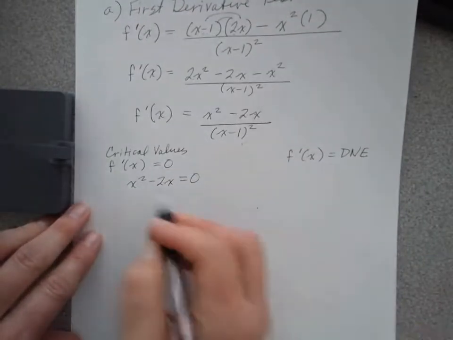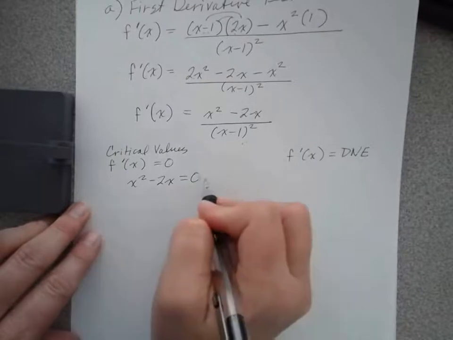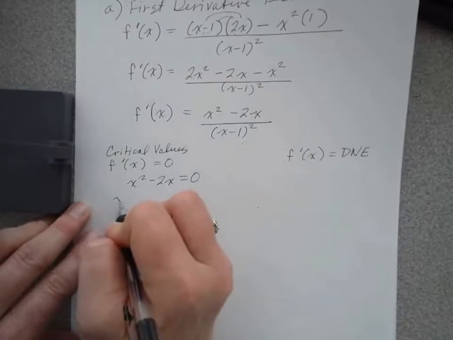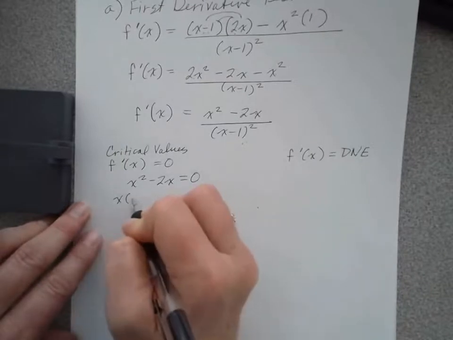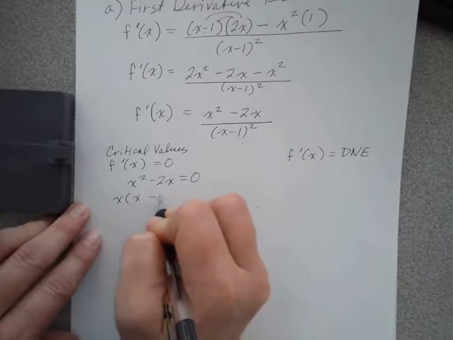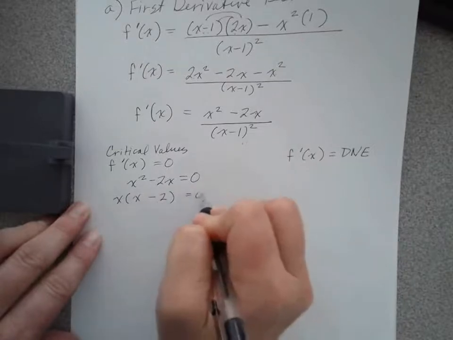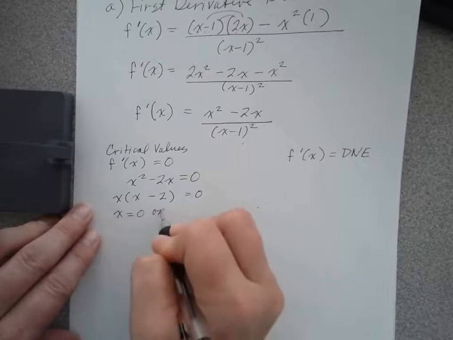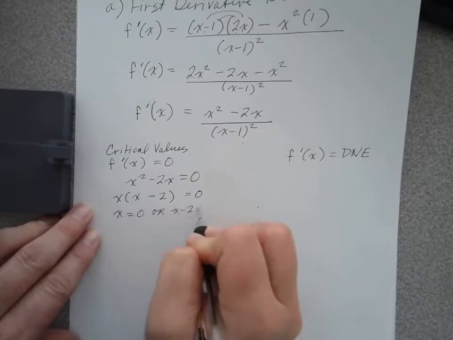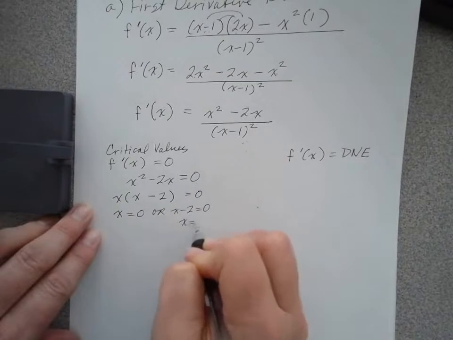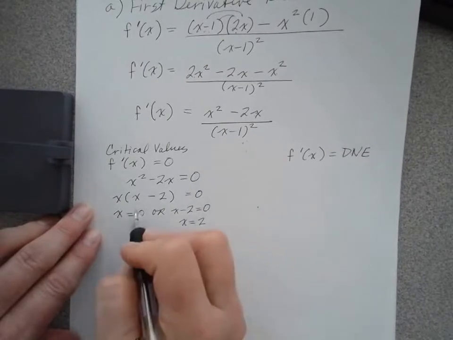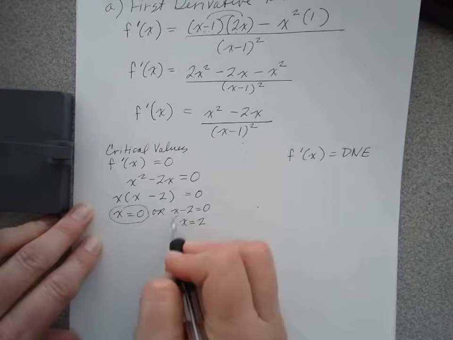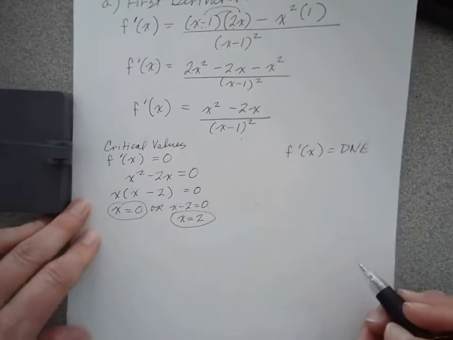Okay? So then to solve for what x values make that true, factor out the x that they have in common, and that leaves me with x minus 2. And then that means that either x equals 0 or x minus 2 equals 0. So either x equals 0 or x equals 2. So those are two critical values.